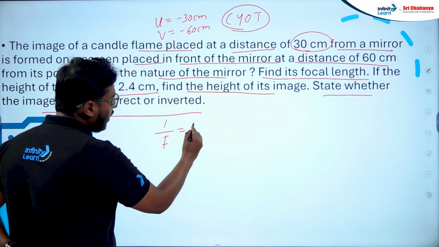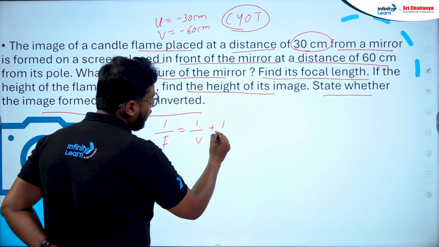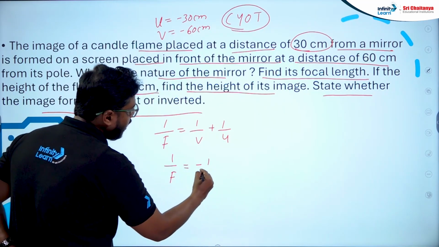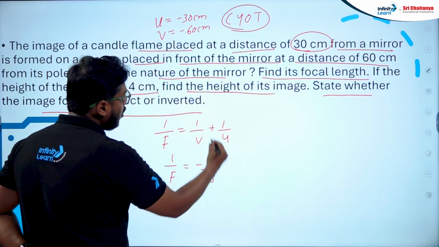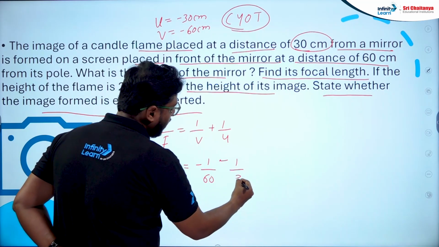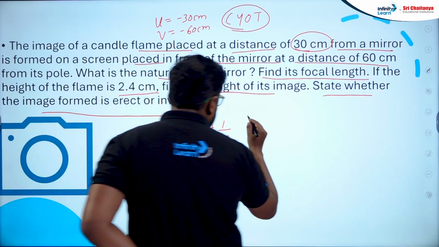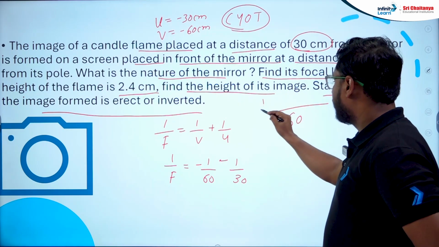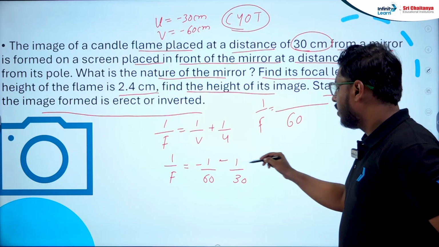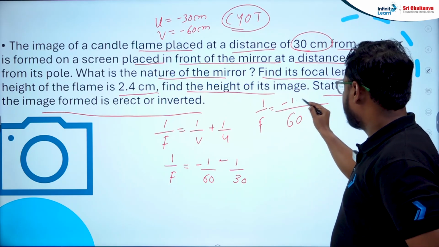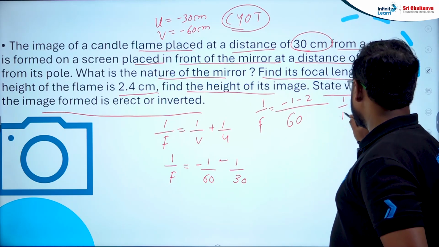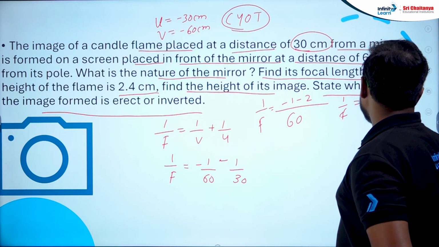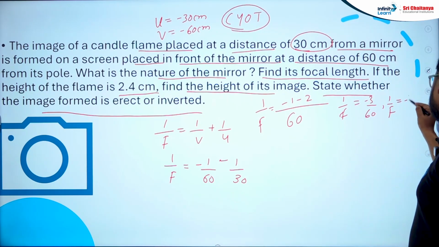Mirror equation, 1 upon f is equal to 1 upon v plus 1 by u. Focal length we need to calculate here. Image distance, minus 1 by 60. Object distance, minus 1 by 30. So what LCM can we take here? 60, right? 60 will be the LCM. 1 by f here is equal to minus 1 and minus 2, so 1 upon f is equal to minus 3 by 60, which means we are getting 1 by f is equal to minus 1 by 20.